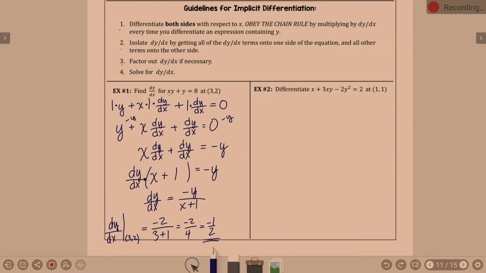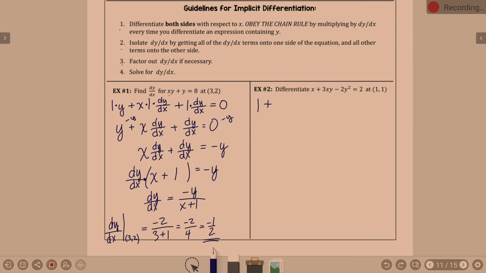Derivative of x: 1. Plus derivative of 3xy. Product rule. And my suggestion when it's 3xy is just keep the 3 with one or the other. That's what I tend to do. It's basically 3 times the product rule of xy. But in my brain, I think, okay, I'm doing the derivative of 3x and y. Those are the pieces I'm doing here.